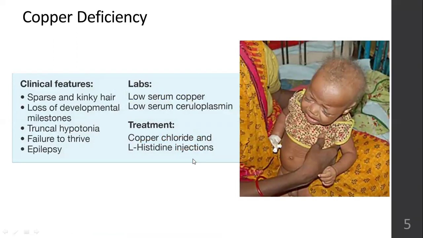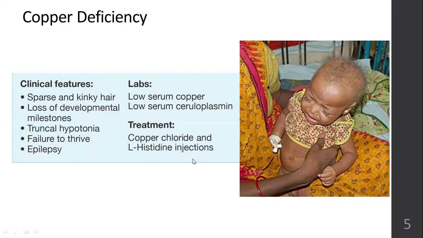Copper deficiency is very rare, unless a child is malnourished. Hypocupremia is also the other name for it. The clinical features of copper deficiency: sparse, kinky hair. The child is not able to reach developmental milestones. At a certain age, a child has to attain certain developmental milestones, like catching hold of something and releasing it, having control over head movements, being able to crawl, sit upright, walk, run, make sentences. So that will not be possible.